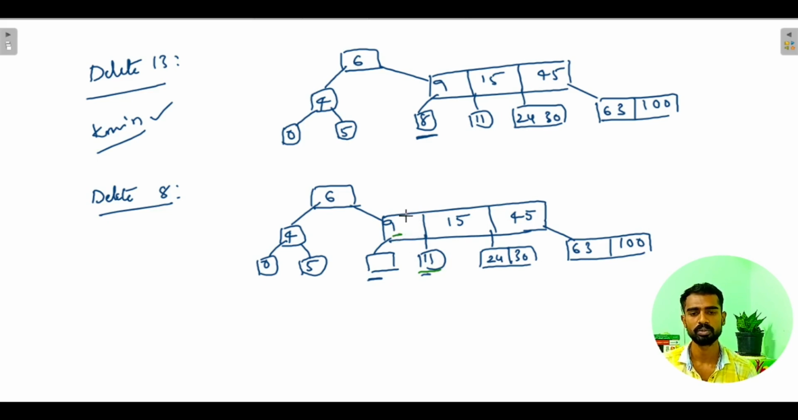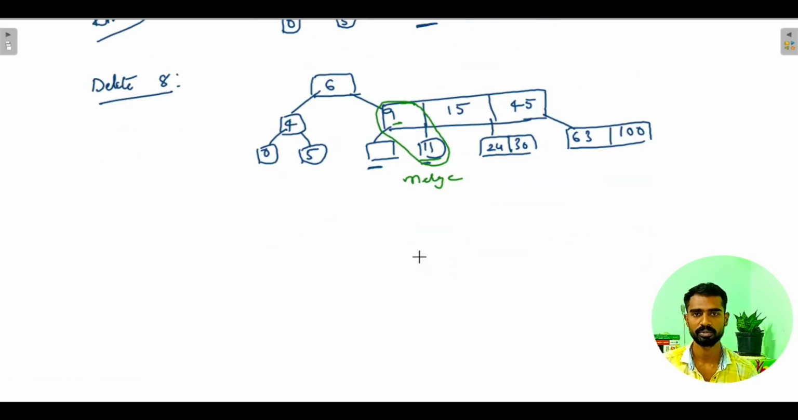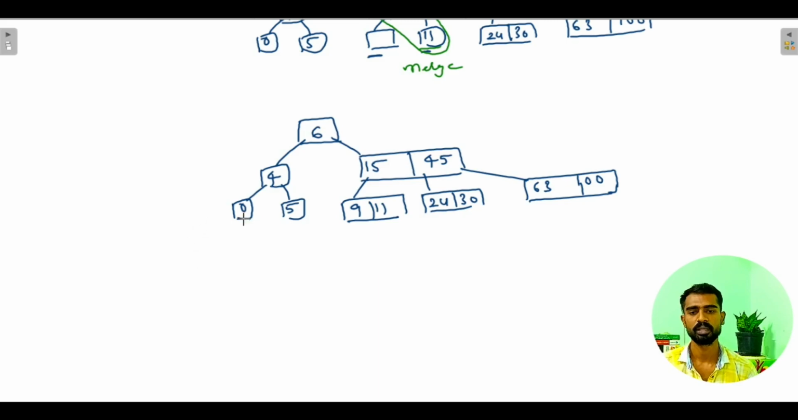So what did we do? We have to merge this 9 and 11 and make that as a new child node for 15. And this is how this merge operation is going to work. So this merge operation should be used when we don't have extra keys in the node and also we don't have extra keys in the sibling node. In that case, we are going to perform merge operation. Now let me write the updated tree for you. So after the tree is updated, the tree is looking something like this.